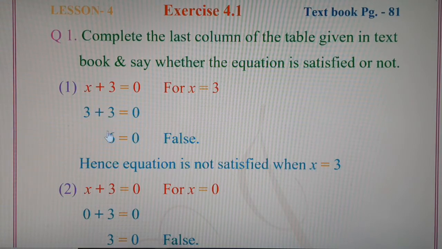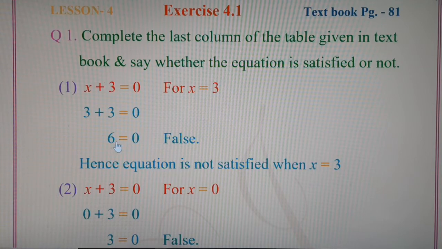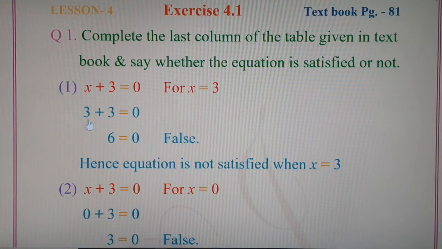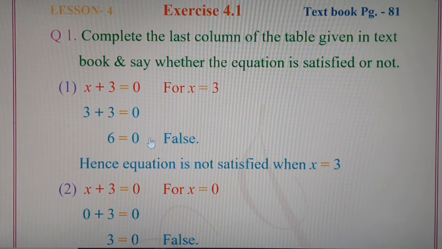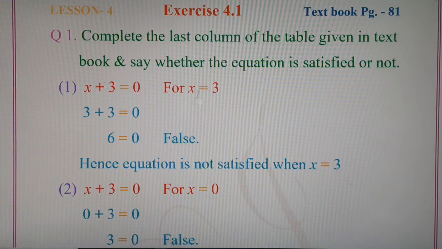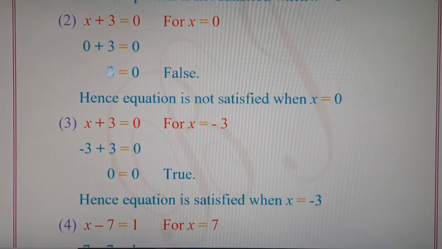And then we'll solve further. 3 plus 3, the answer is 6. 6 equal to 0. Is this correct or wrong? This is wrong. This is false. So we can say the equation is not satisfied when x equal to 3. That means by putting the value of x as 3, the answers on the left hand side and the right hand side are not equal. So when they are not equal, we can say the value given is not satisfying the equation. That means x equal to 3 is not satisfying the equation. So we can say it is false.